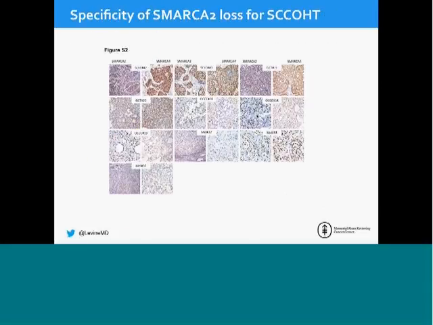The next question was whether other tumor types can also lose SMARCA2, and so we looked at a number of other tumors that affect the ovary, including sex cord stromal tumors, granulosa cell tumors, ovarian clear cell tumors, and some melanomas that can affect the ovary. In almost all of them, they had both SMARCA2 and SMARCA4 expression that was intact, so there was no loss of expression in these other tumor types.